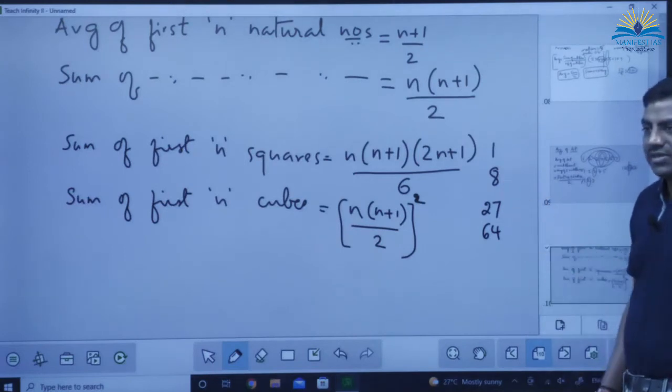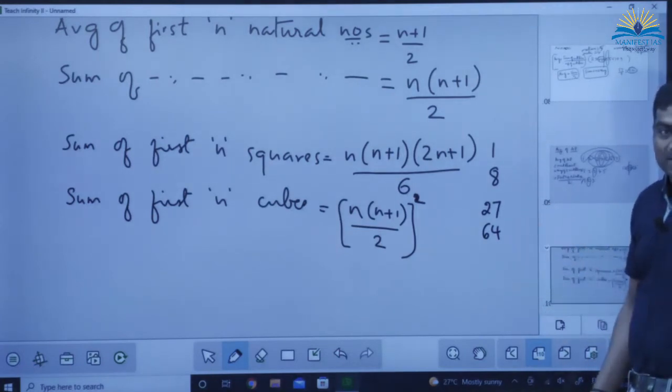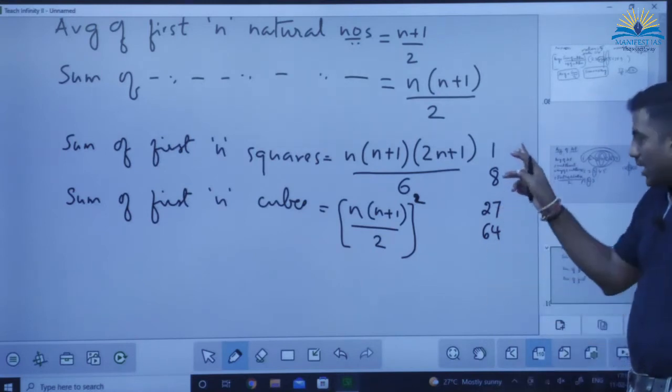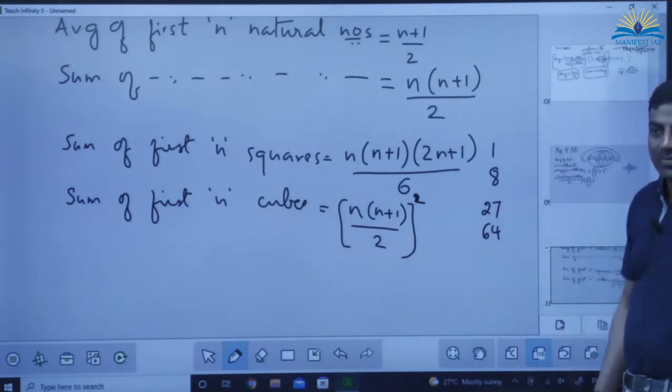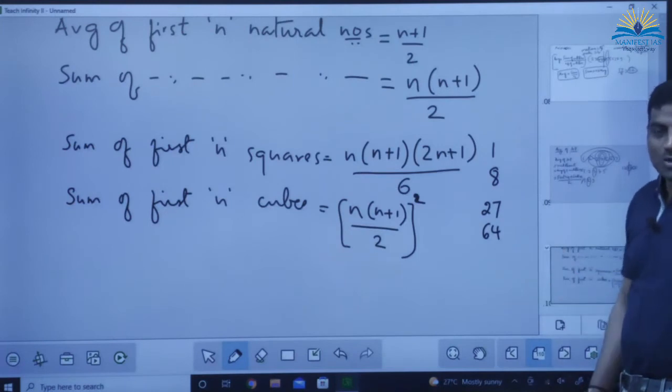1, 8 and 27 is 36. 1 cube plus 2 cube plus 3 cube is nothing but 1 plus 2 plus 3 whole square. Add all these, what will you get? 100. Yes or no? 100. So 1 cube plus 2 cube plus 3 cube plus 4 cube is equal to 1 plus 2 plus 3 plus 4 whole square. That is the beauty of maths.